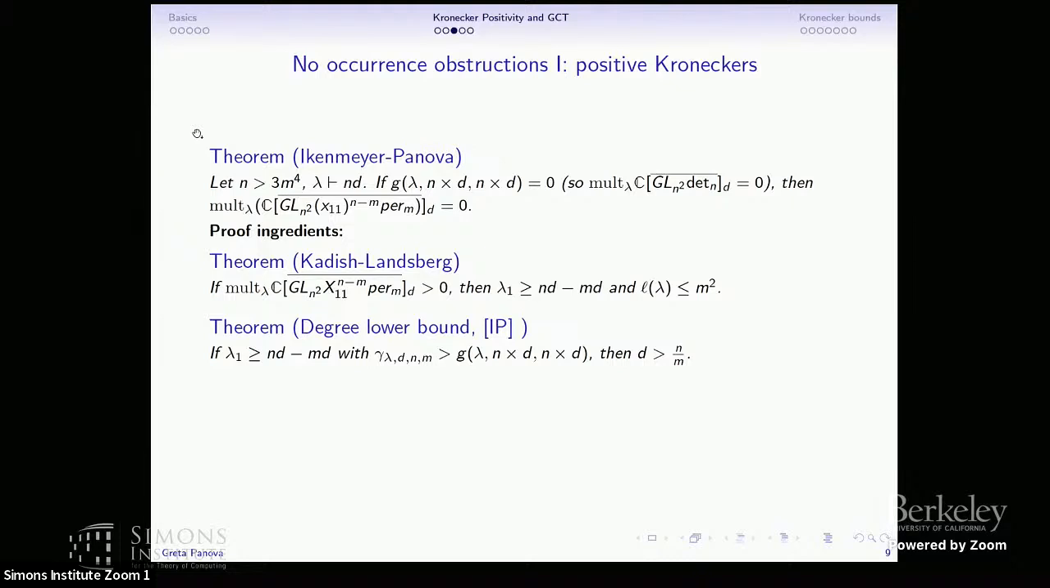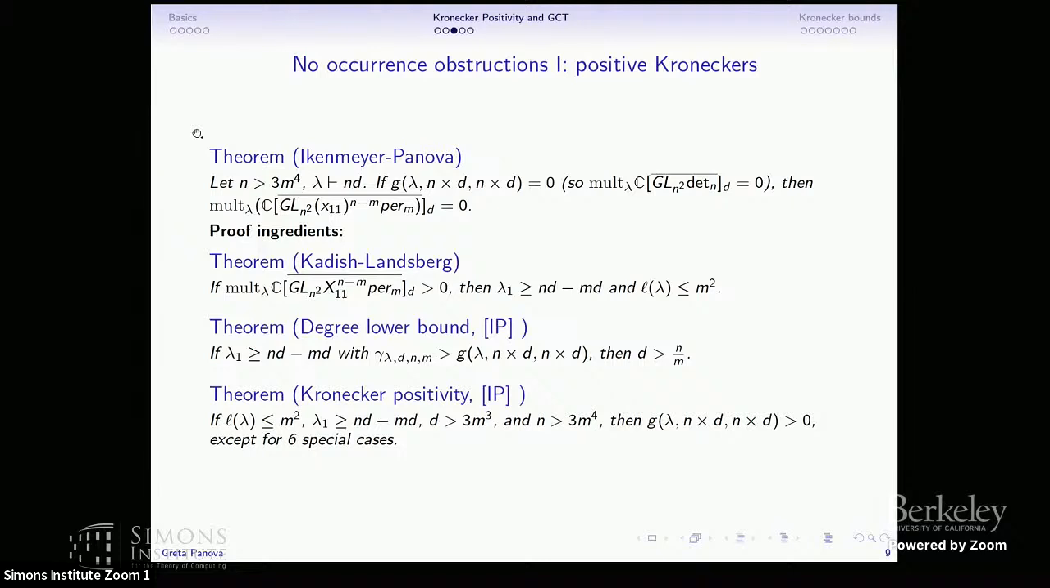And also, if we are interested in this inequality, then we need to look for a large degree polynomial, bigger than n over n. And then once we have these types of conditions, then we can show that just already for n bigger than 3 m to the fourth, we already have a positive Kronecker coefficient everywhere we would care about for these types of partitions.